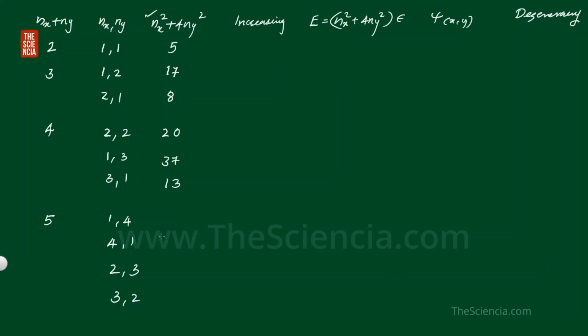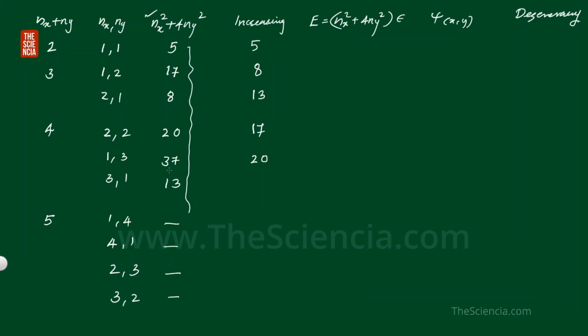No. Okay, so similarly you can find the nx square plus 4 ny square value for all these terms. Then what you have to do? Then we have to write these terms in increasing order. Here the first term is 5, then it is 8, right? Then what is the next term? The next term is 13. The next term is 17. And the next term is 20 and so on.